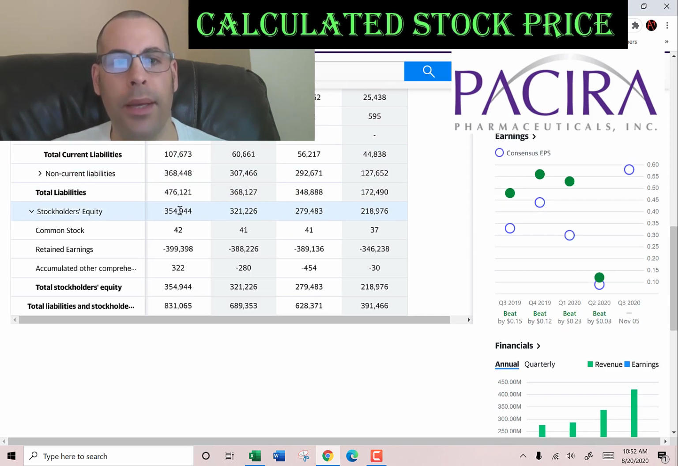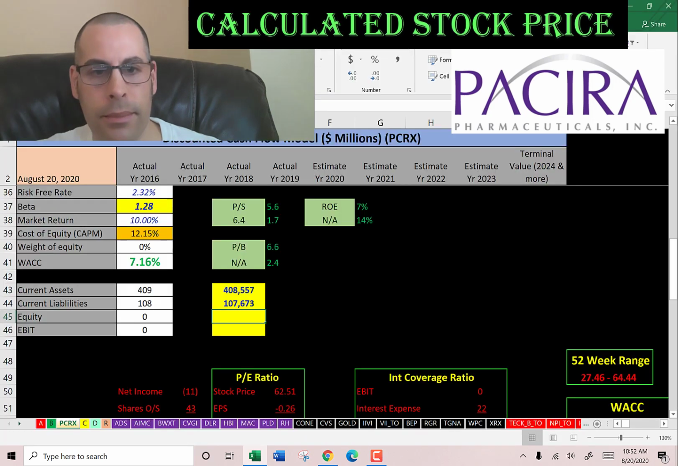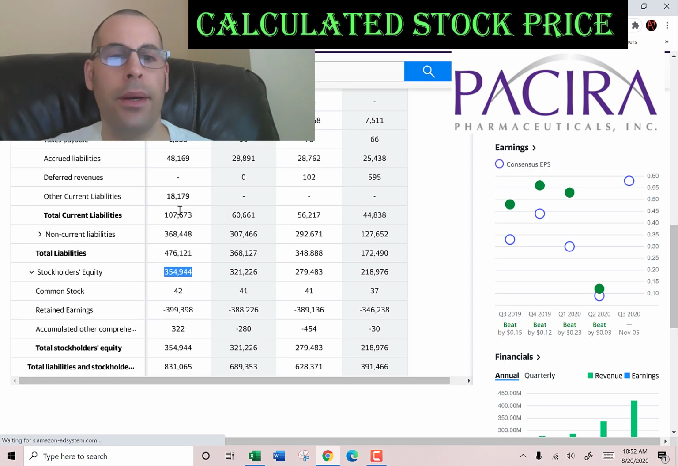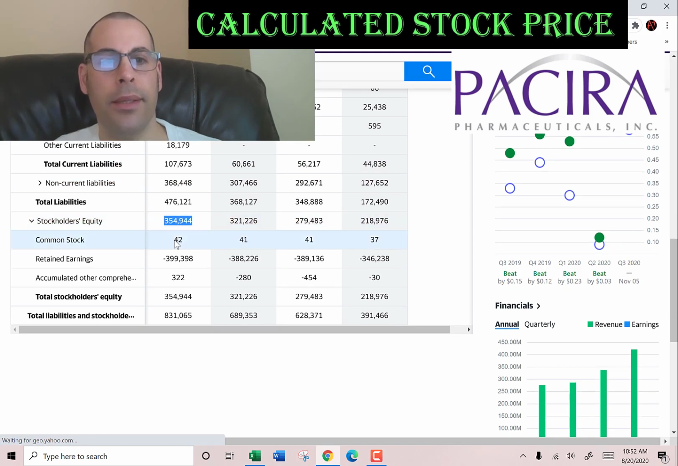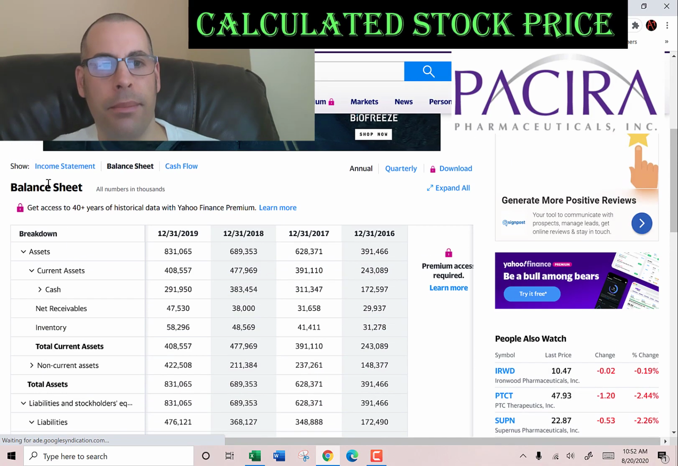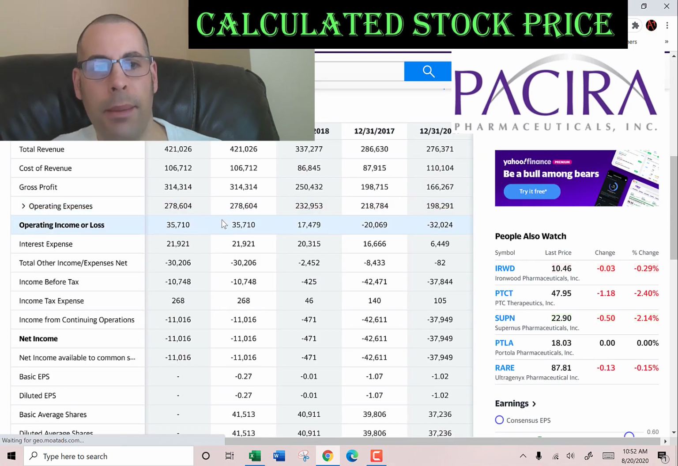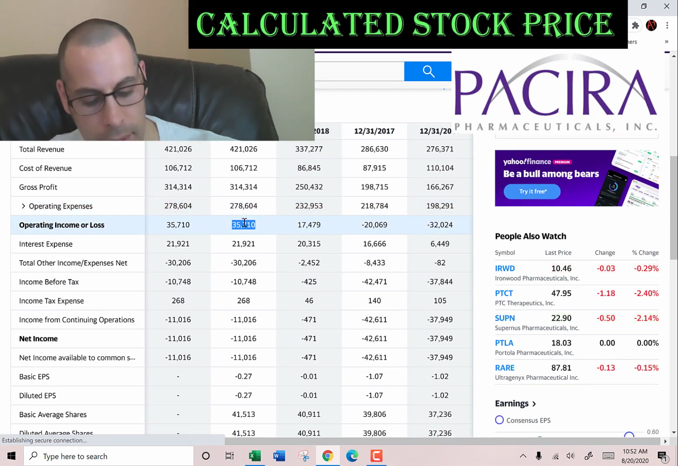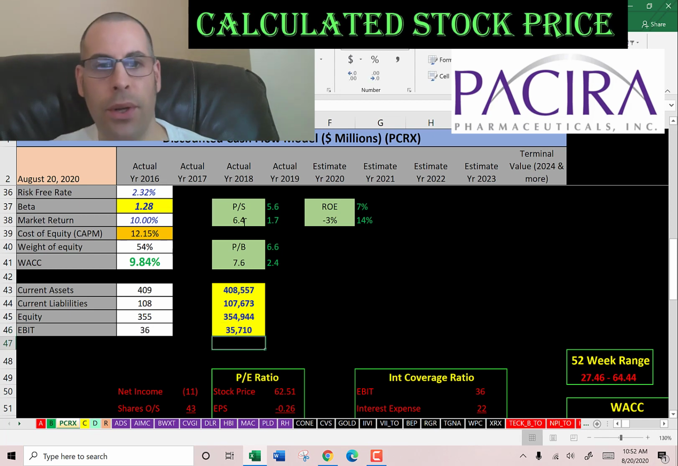Let's look at their equity. That's $354 million. That's the value of the company according to the balance sheet. $42,000 of common stock, negative $400 million of retained earnings, so they're operating at a loss historically. $322,000 of accumulated other comprehensive income. Let's go back to the income statement, get their operating income, $35 million. We need this to calculate the interest coverage ratio later.